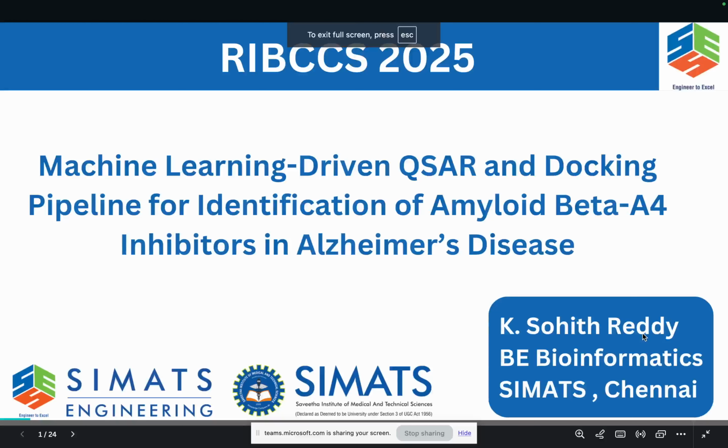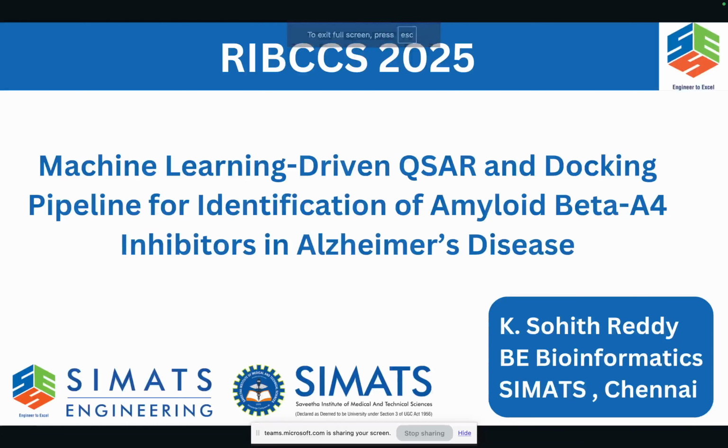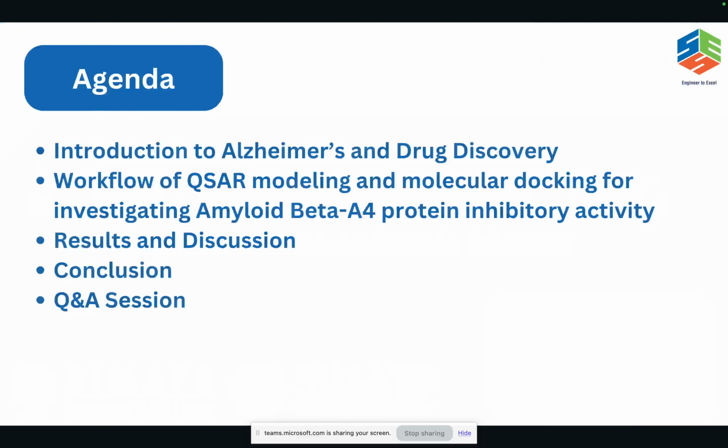So, today I'm going to present my very own project, which is machine learning driven QSAR and docking pipeline for identification of amyloid beta A4 inhibitors in Alzheimer's disease. Basically, overall, we are leveraging the power of machine learning to predict the probable inhibitors in order to cure Alzheimer's, for a proper therapeutic strategy. The main agenda I'll be covering in this session is the introduction and the workflow which we have implemented, along with the results and discussion, and we'll conclude the session.